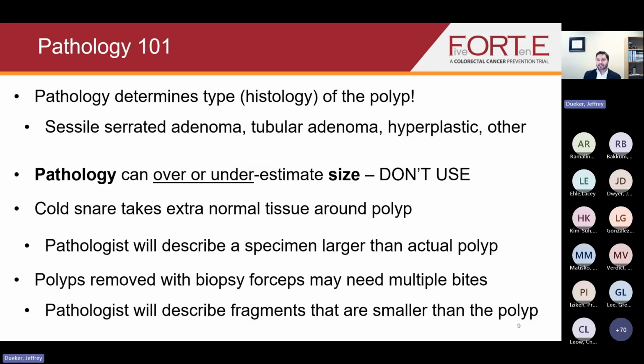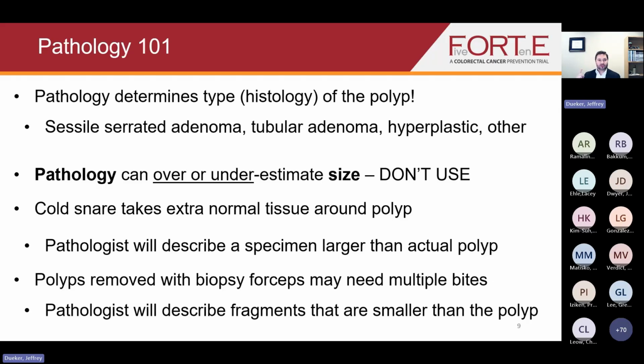All right, we're going to move on to pathology. So pathology is going to be the source of truth for the histology or the type of polyp. This is where the final answer is if something is a sessile serrated adenoma, a tubular adenoma, a hyperplastic polyp, or there are some other ones, lymphoid aggregate, juvenile polyp, other things that we'll talk about. Now remember, pathology can over or underestimate the size of a polyp. So I think the very easy answer is colonoscopy is for the size, pathology is for the type. Do not use the colonoscopy report for the type, and do not use the pathology report for the size.